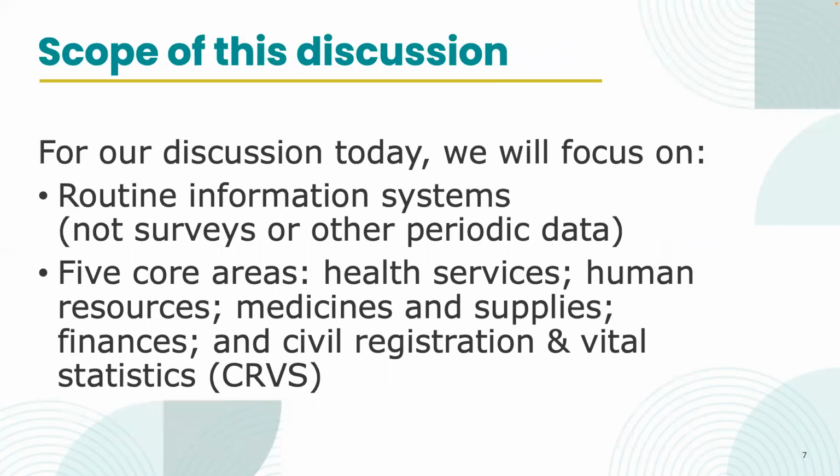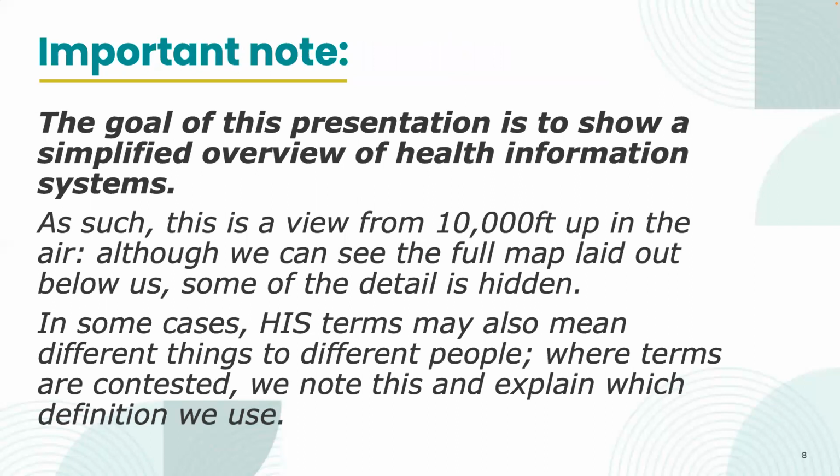Because the HIS is a huge topic, for our discussion today, we're going to narrow down our scope a little. So firstly, we're just going to focus on routine information systems. We're not going to cover surveys and other periodic data, even though they are normally part of the health information system. Secondly, we're going to focus on 5 principal domains. We're going to look at health services, medicines and supplies, human resources, finances, and finally, civil registration and vital statistics, also known as CRVS.